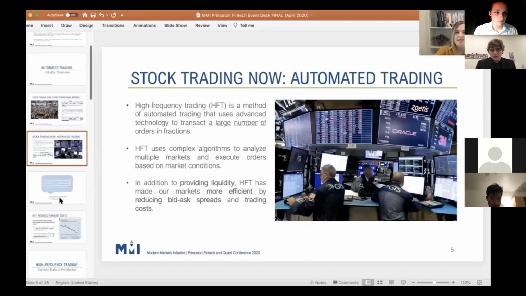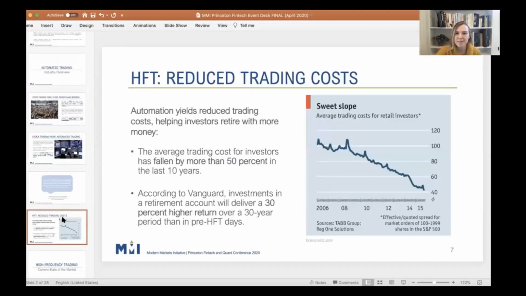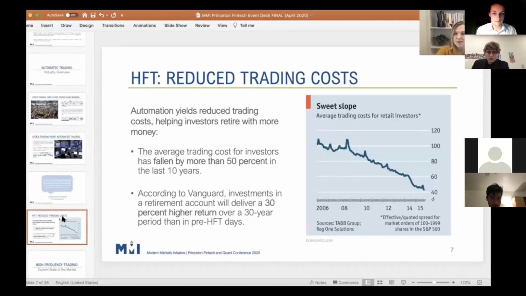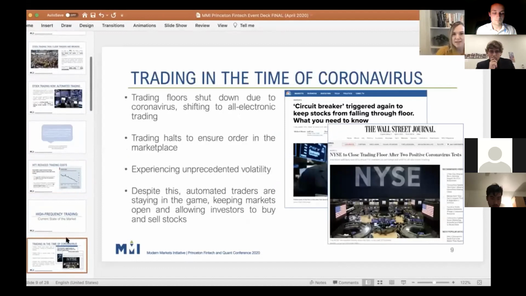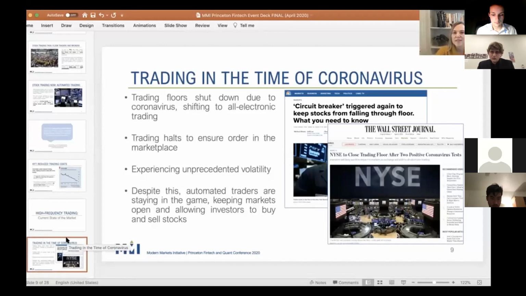Here you can see that over time, the bid-ask spread has shrunk for retail investors. So you see the average cost of trading go down by over half over 10 years. This yields 30% more savings for retail investors over lifetime savings. When we look at what has happened during the coronavirus, the electronification of the markets has really helped keep things working in a remote climate. The floor-based trading certainly would not have been able to happen during COVID times. So in a way, it's very beneficial that we have this all-electronic marketplace.